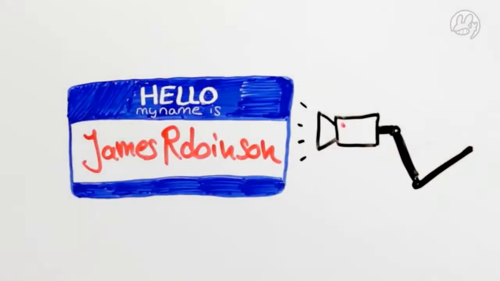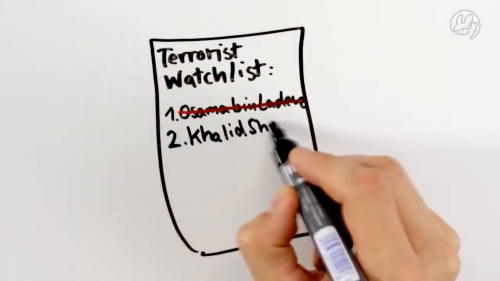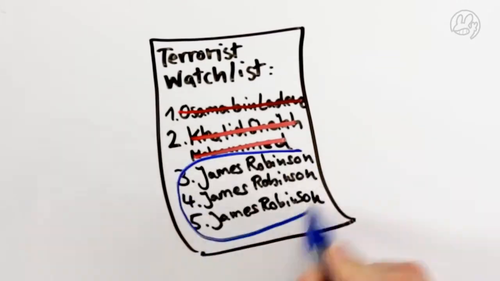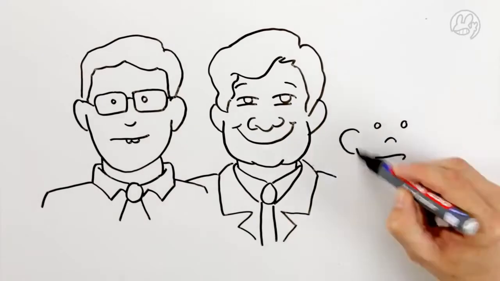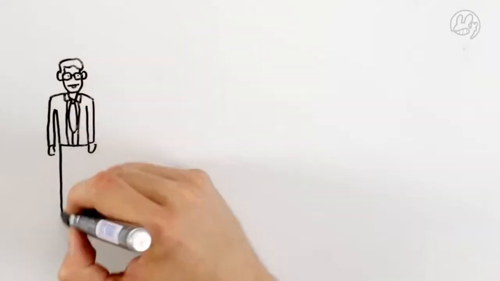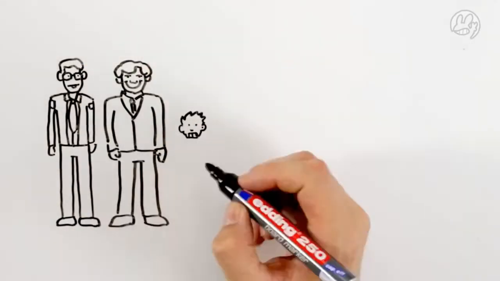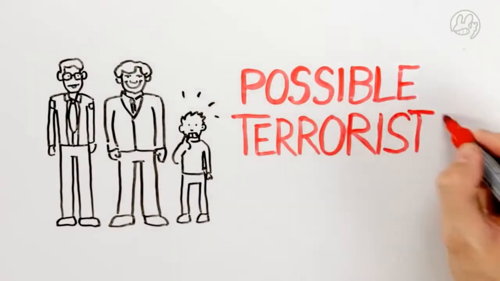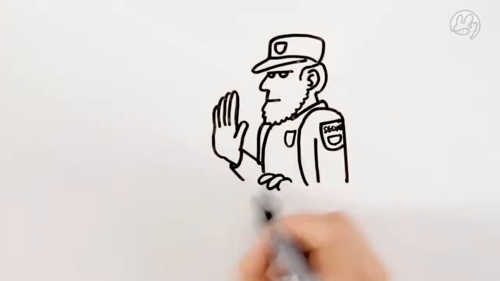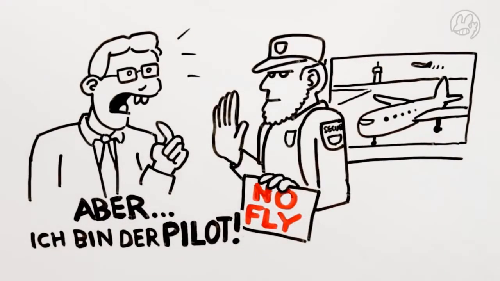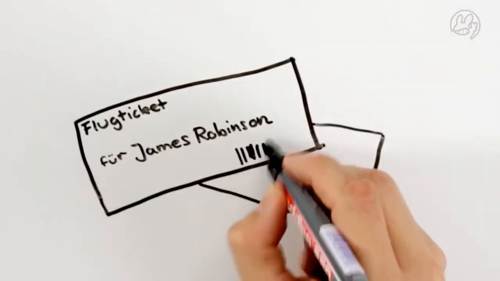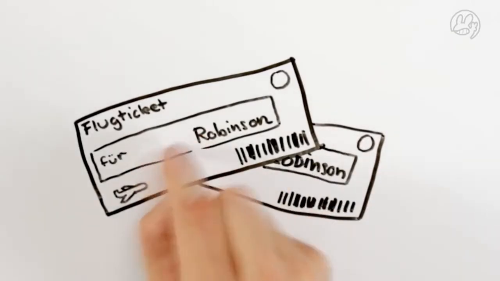3 James Robinsons from the USA had to experience what it meant to be on a terror watch list. The first is a pilot, the second a lawyer, and the third a 5-year-old boy. And all 3 have been suspected to be terrorists and had to endure intense inspection or even not being allowed to fly. Although all 3 protested against such treatment, nothing changed. Only after they changed their name, for example Jim instead of James, were they allowed through.